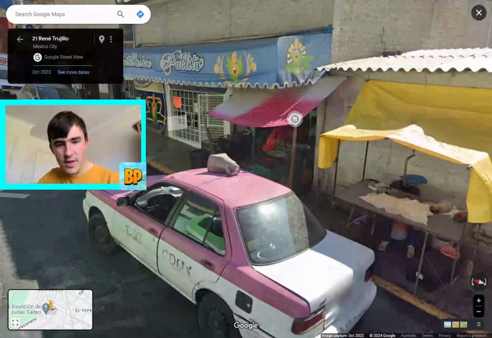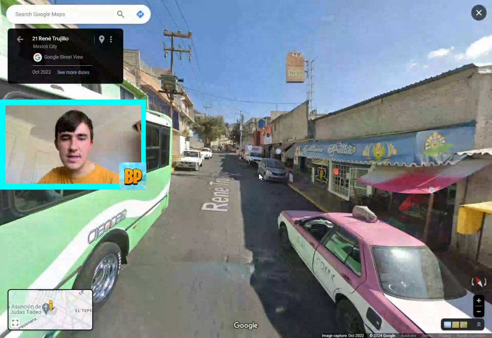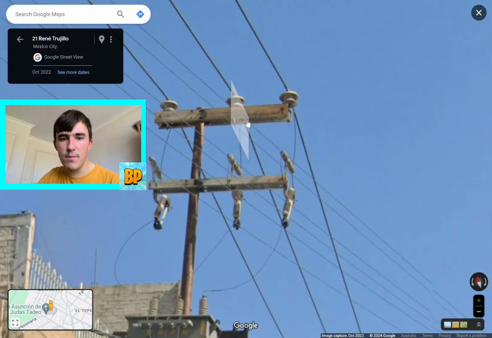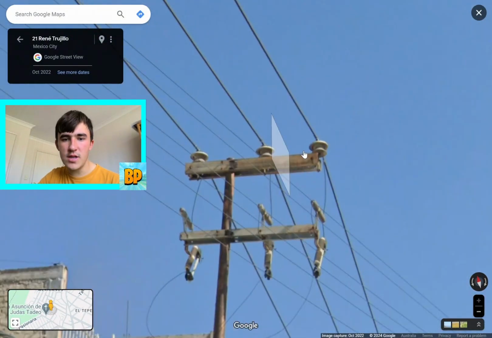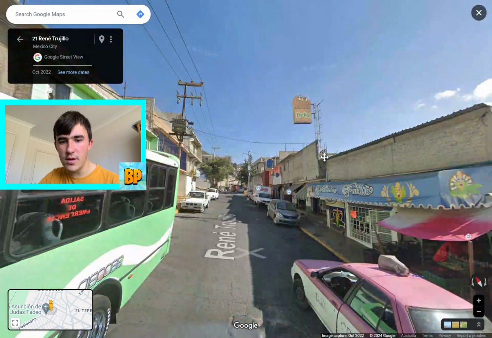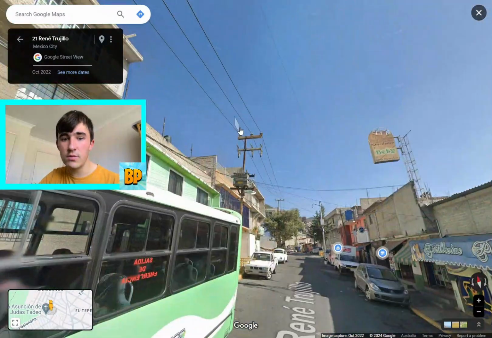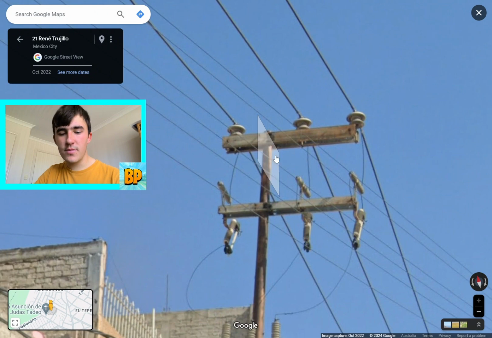And of course, we've got the classic pink and white taxi. That's obviously exclusive to Mexico City, but this is a more unknown tip and one you should definitely know just to confirm your guess if you see this taxi, for example. So keep this tip in mind, it's a very good one to know.